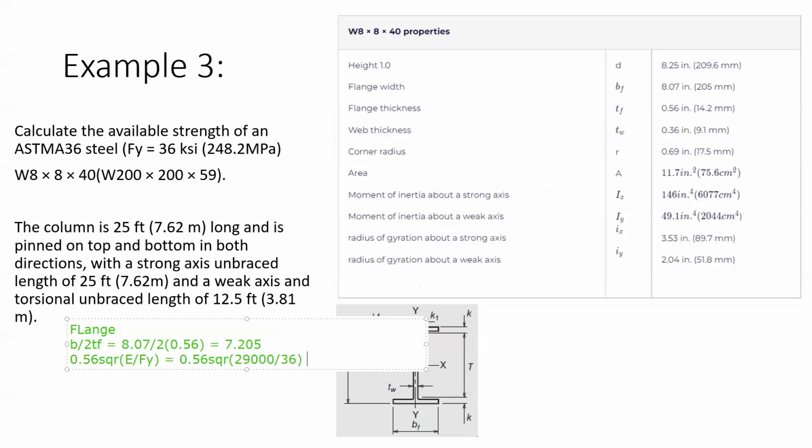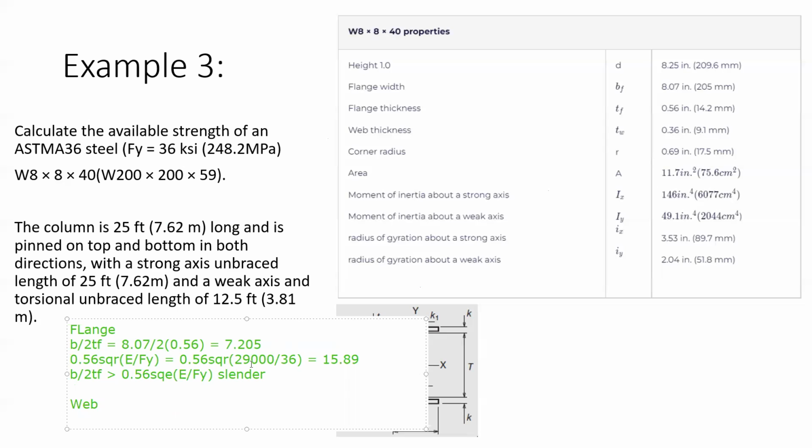15.89. Okay. So since BF over 2TF is less than 0.56 square root of E over Fy, then this is slender. And then let's now check for the web.